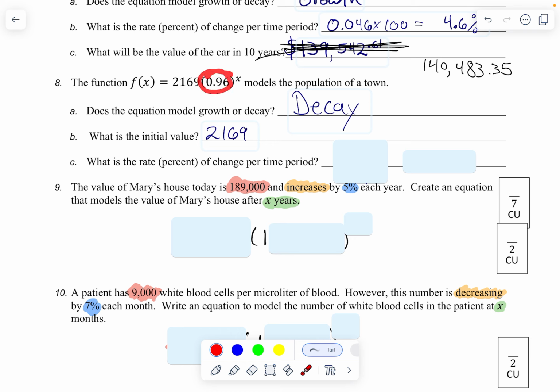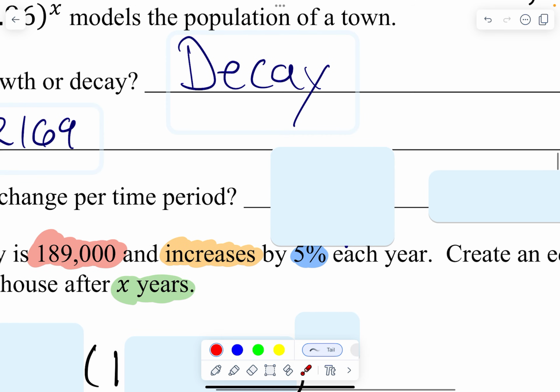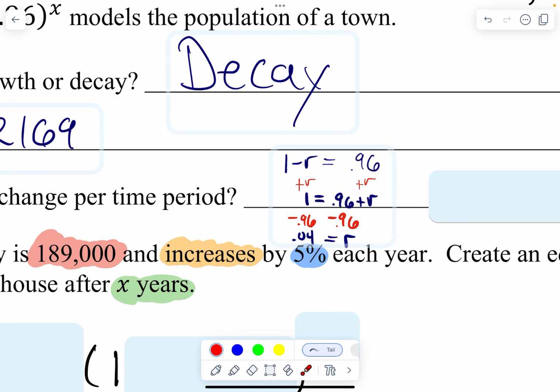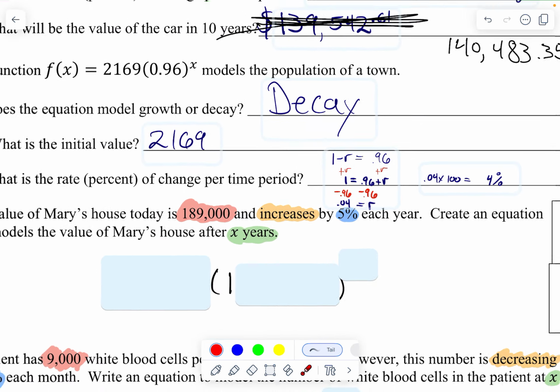The rate as a percent of change per time period. So here is where we're going to want to get a little bit careful. Remember that my base is always 1 plus or minus something. In this case, I end up with 0.96. So I know I've got to have 1 minus something to get a number smaller than 1. So I want to know what that something is. I'm going to add r to both sides, and then I'm going to get r alone by subtracting 0.96 from both sides, and I get r equals 0.04. And if I change that into a percent by multiplying by 100, I come up with 4%.